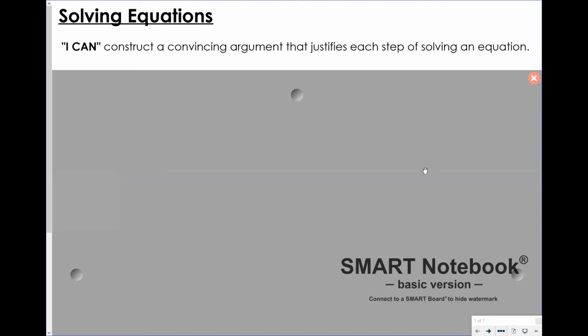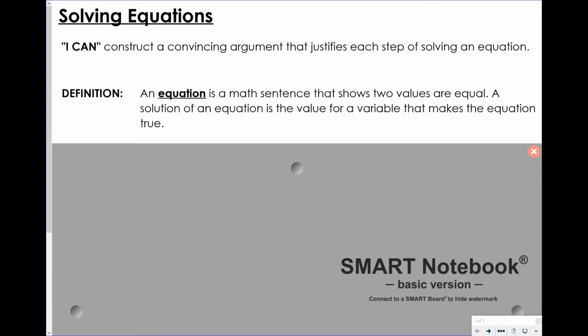Now, some of you guys are wondering, what is an equation? Well, here is what an equation is. Okay. Here's the definition of an equation, which is a math sentence that shows two values are equal. Highlight, let me do it up here.